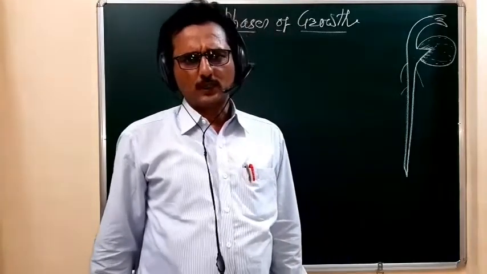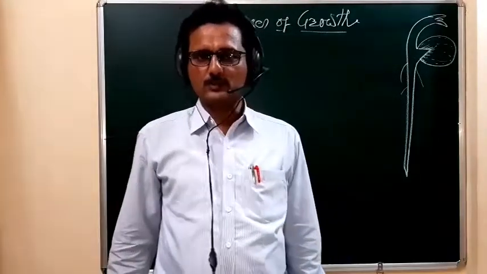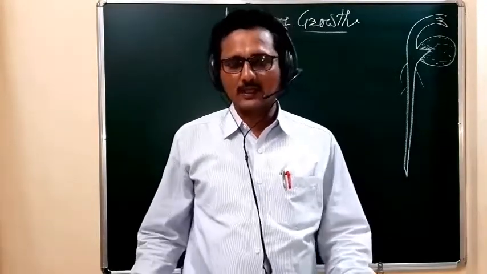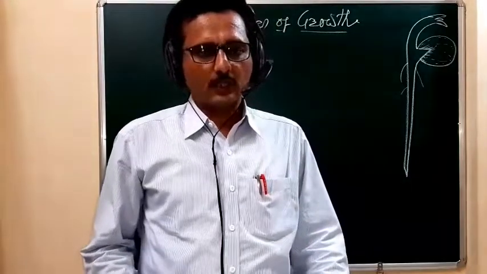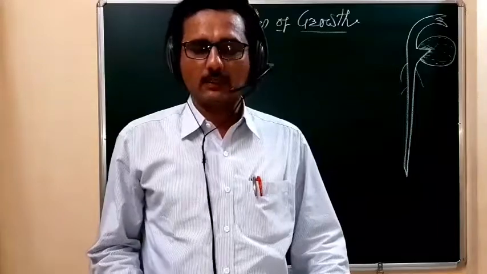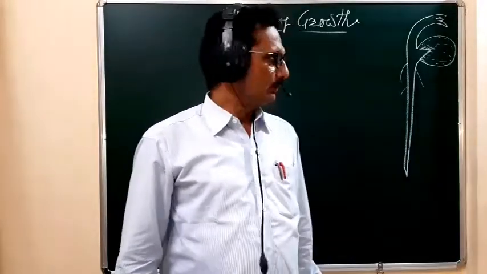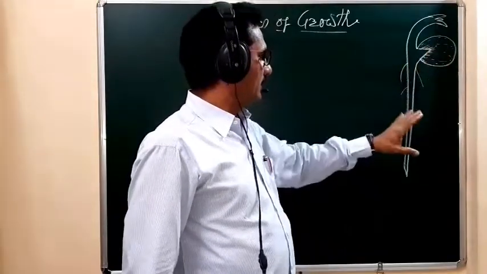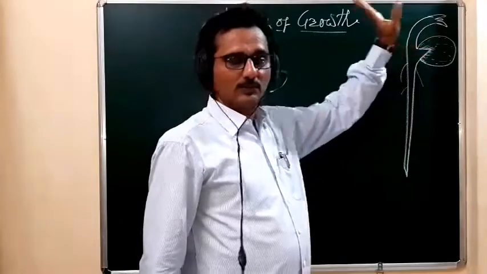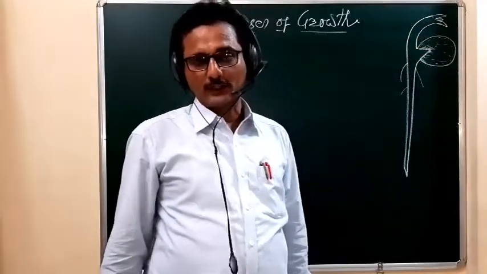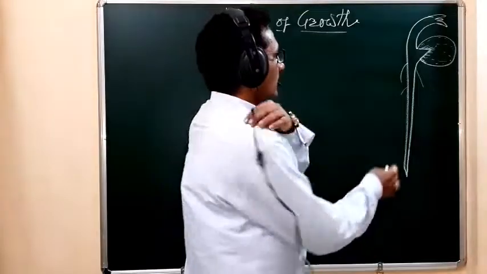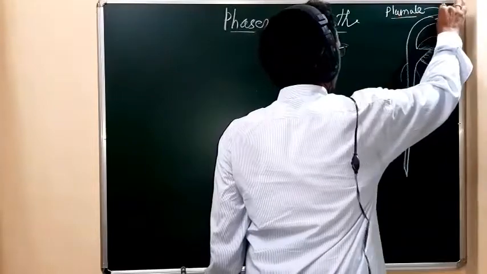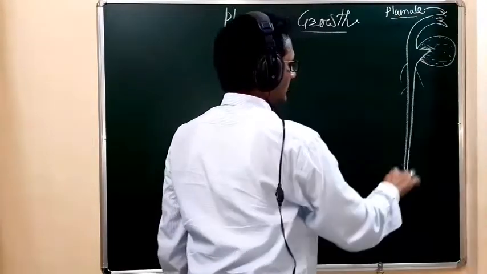For the explanation of the phases of growth, here we consider, as per your syllabus, the diagram given in our textbook. That is how the radicle shows its growth. Okay, so this is the germinated seed. It produces the radicle and the plumule. They show the growth of the radicle and the plumule. This is the plumule portion, and all this is the radicle portion.